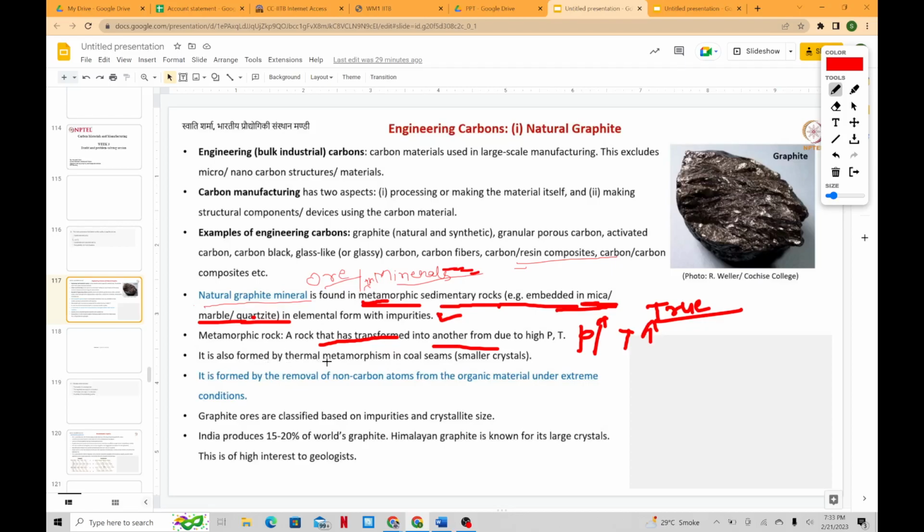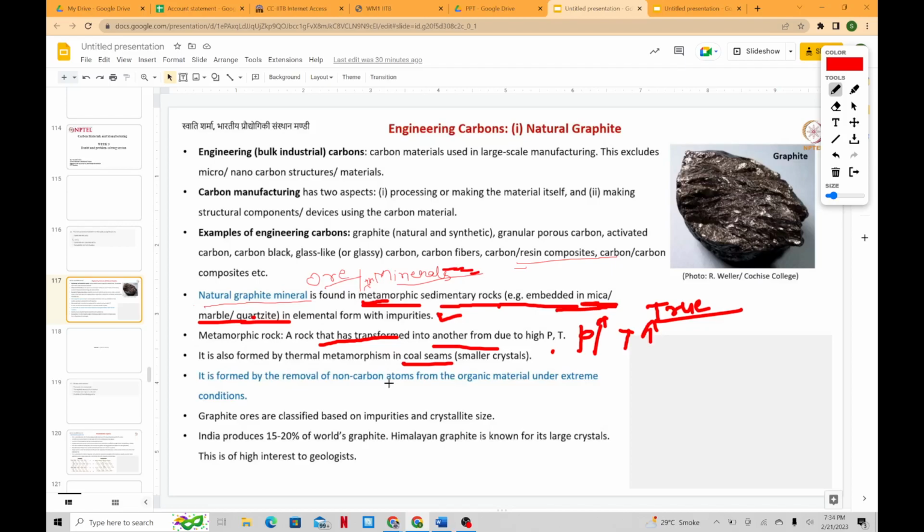It is also formed by thermal metamorphism in coal seams, a small crystal. Okay, so I think you have to see, because this is a very new term for me also, coal seams. So there is some term called thermal metamorphism. Thermal is somewhere related to the temperature, where I think some high temperature will be given, and then the coal seams will form, and that will have small crystals. So it is formed by the removal of non-carbon atoms from organic material under extreme conditions.